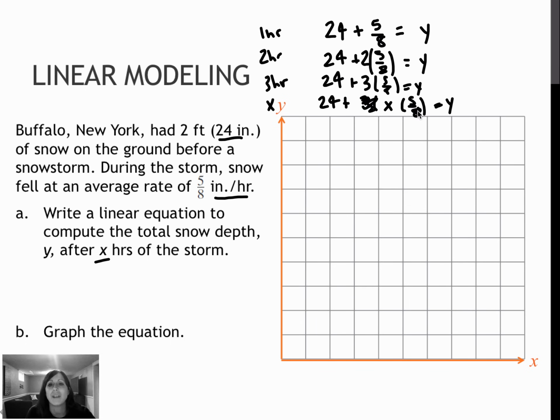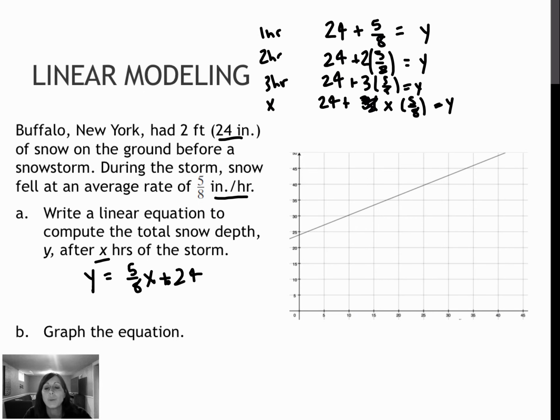Now that looks a little bit funny because that's not how we normally write it. So I would write it with the y first, 5/8 times x plus 24. So it's the same information that I had here, but it's y equals 5/8 x plus 24. Now they want me to graph the equation. We've already worked quite often with graphing equations, so I went ahead and graphed it for you. Notice it went through here at 24 and had a slope of 5/8. So this would be the graph of the equation. Notice that the snow is increasing at a linear rate.